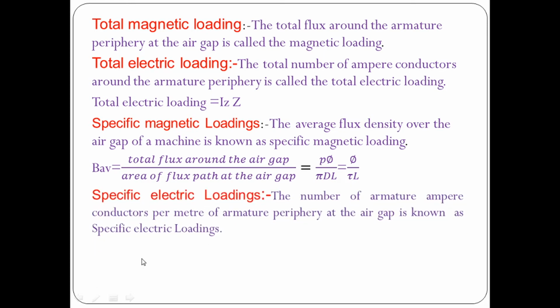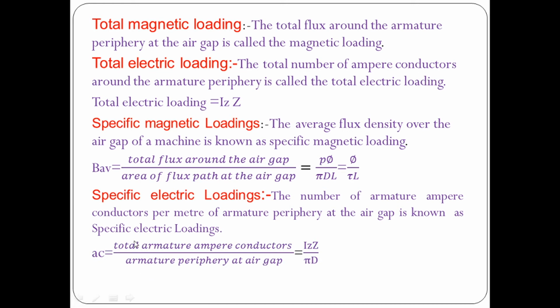So specific electrical loading is given by the number of armature ampere conductors per meter of armature periphery at the air gap. So what is it? It is the number of ampere conductors in the armature per meter distance of armature periphery at the air gap. So that is called specific electrical loading.